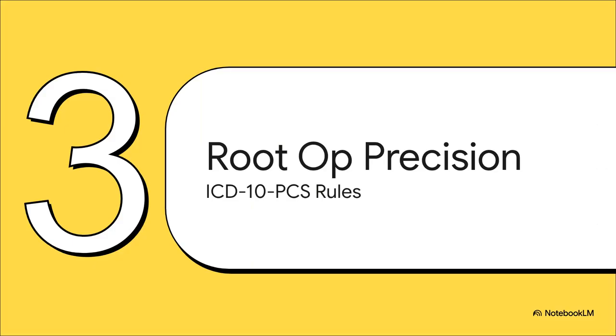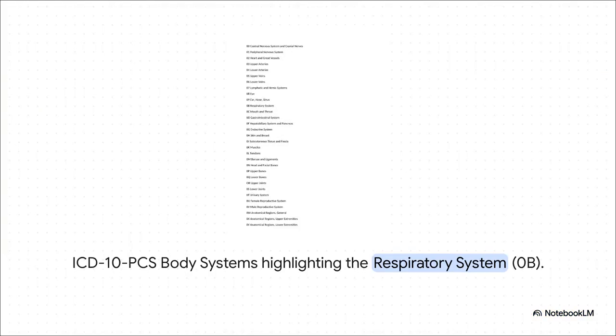All right, let's dive into Section 3, root operation precision. This is where we get into the nitty-gritty, extreme refinement phase of ICD-10 PCS. When you're looking at the ICD-10 PCS body system structure, the first character is your section, and the second is your body system. For thoracic surgery and pulmonology, your absolute foundation is character B, the respiratory system. Every single respiratory intervention you code is going to map right back to this specific character.